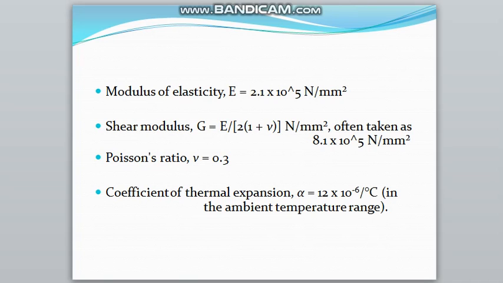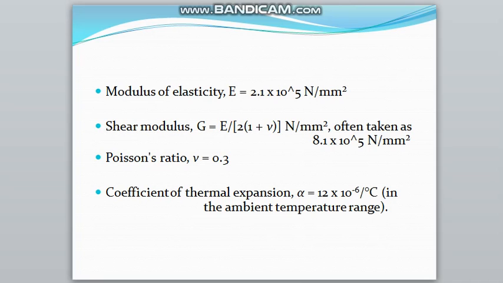The material properties of steel design. Some of the important properties considered in designing steel members: the first one is modulus of elasticity. For standard structural steel, the modulus of elasticity can be taken as 2.1 × 10^5 Newton per mm square. This Newton per mm square is also called a megapascal.